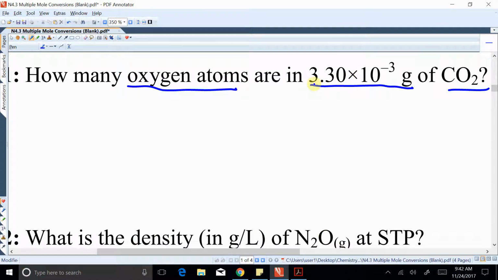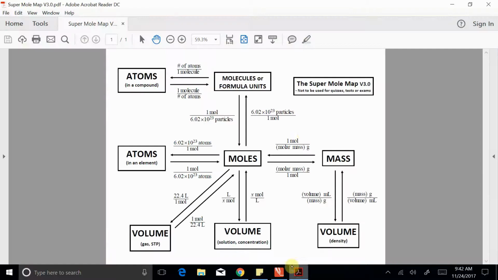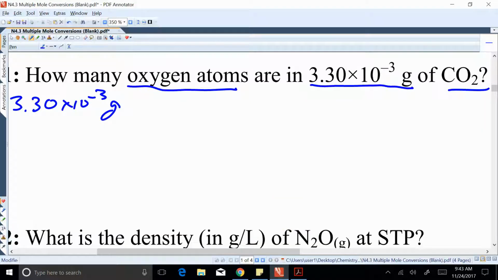First of all, we have started with 3.30 times 10 to the negative 3 grams. And we want to get rid of grams, so we need to use a conversion. To get rid of grams, we're going to be needing to use the top conversion. We have two different conversion factors. We're going to need to use the top one. That means 1 mole over the molar mass in grams of carbon dioxide. So times 1 mole over the molar mass in grams of carbon dioxide.